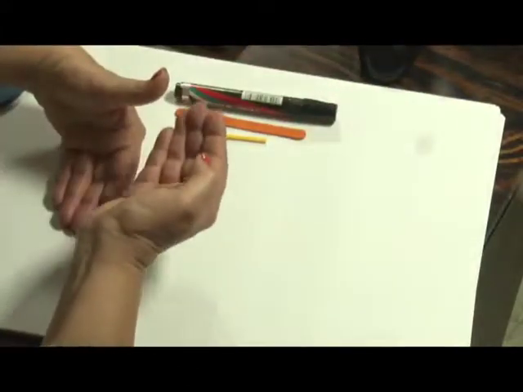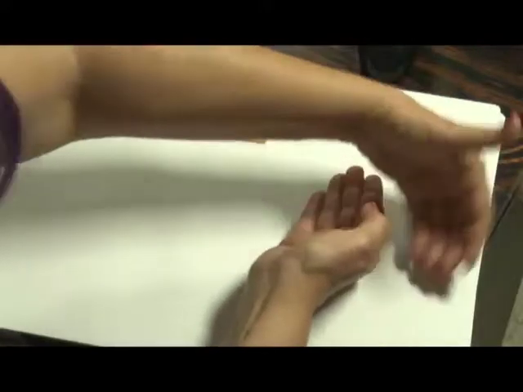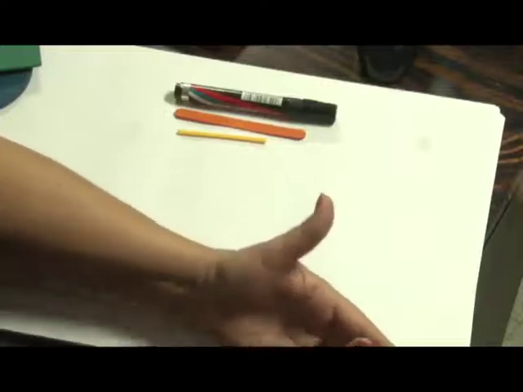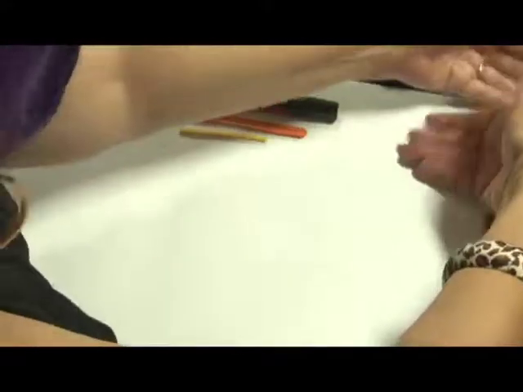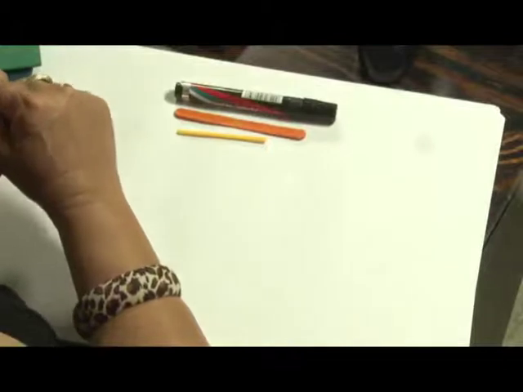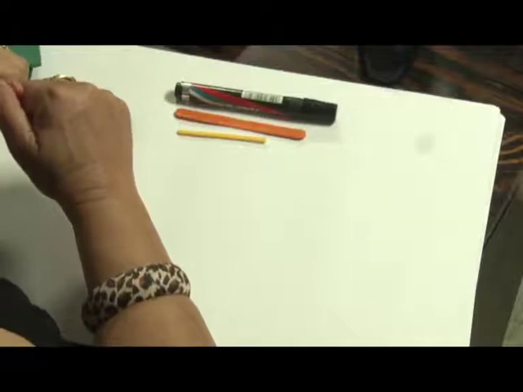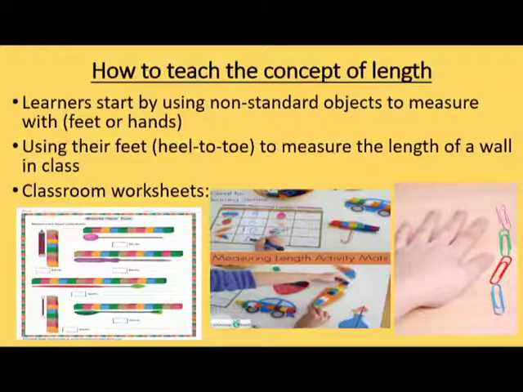They can tell me the length of this paper is 1, 2, 3, 4, 5, 6 hand spans. And the breadth of my desk is 8 hand spans. This is what we do in our pre-primary or primary phases. They use their hands or their feet. If you want them to measure the length of the classroom, they walk with the heels to their toes to measure the length of the classroom.